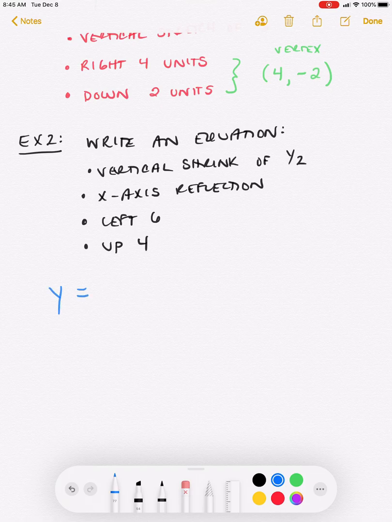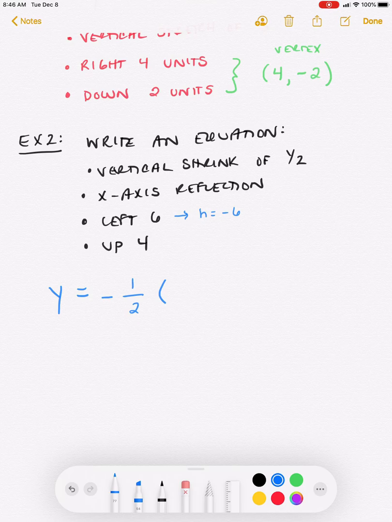So let's go ahead. The first thing, y equals, well, the first two parts that I see right here are going to affect the a value. The vertical shrink makes the a value 1/2, and the x-axis reflection means that I'm going to make that negative. Okay, so we got those two parts covered. Now, we're going to do a quantity, and if it's left 6, then that means that the h value is going to be -6, because left 6 means that it's shifted over to -6.